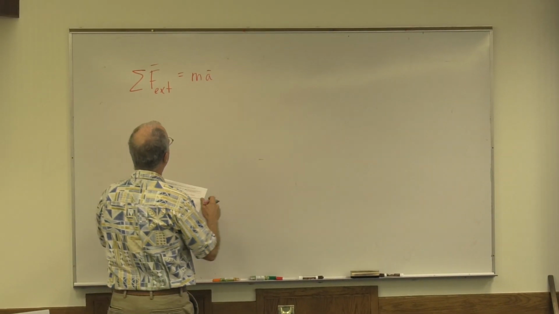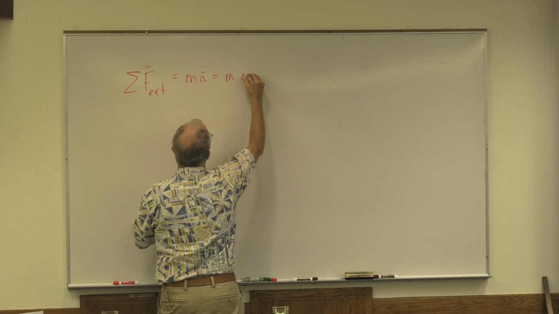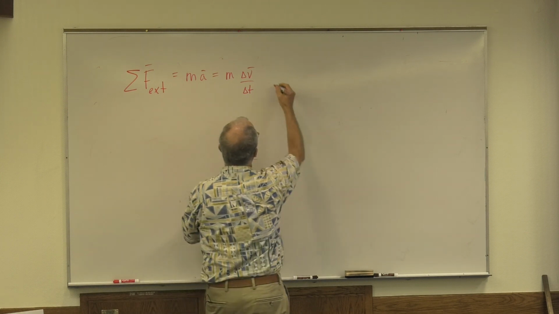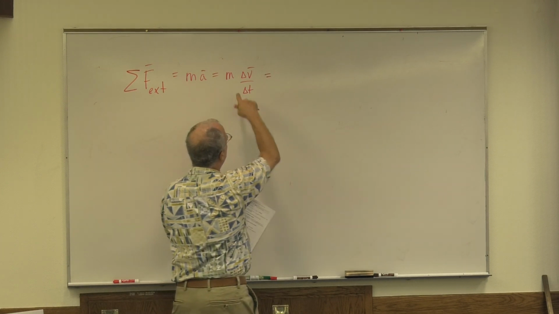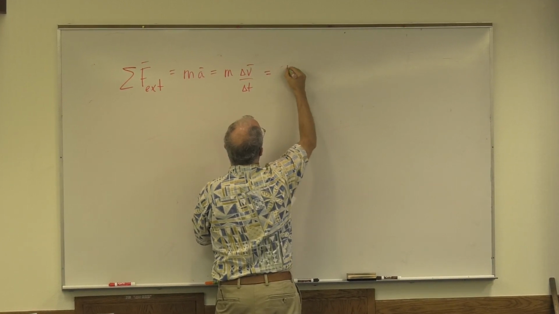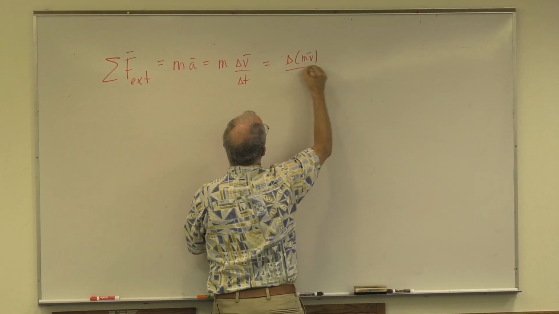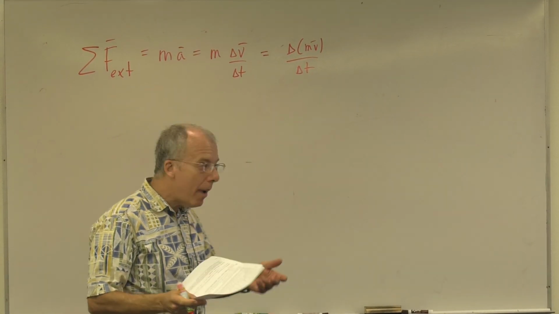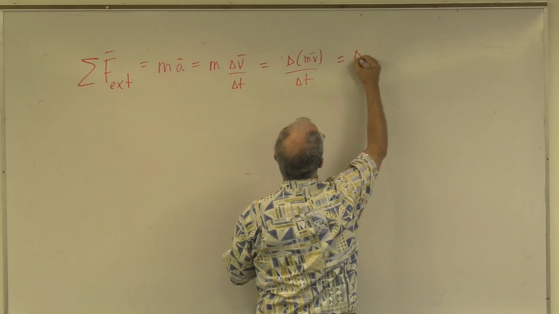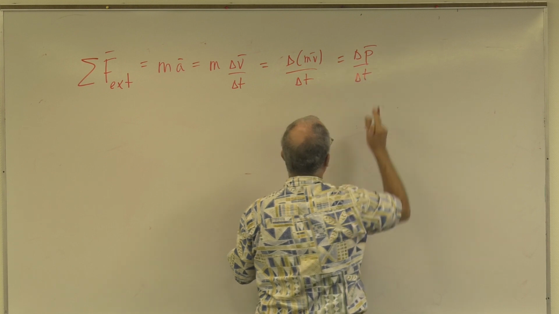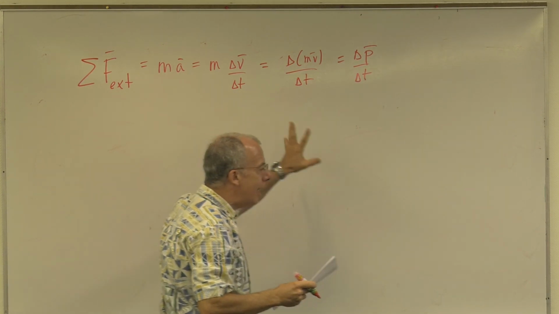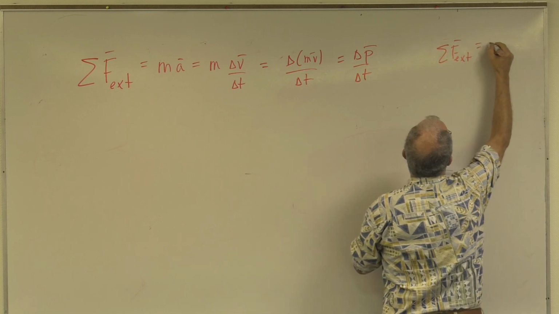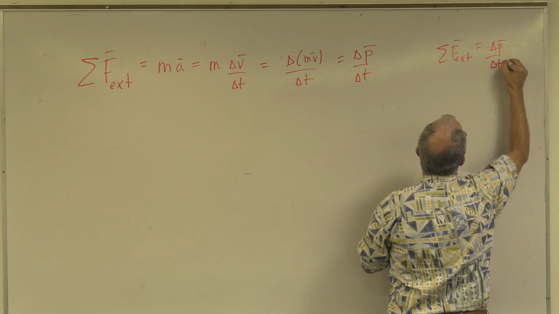No kidding, right? Well, that's the same thing as m delta v over delta t. And we're going to consider the mass to be constant, so I can put the mass here if I feel like it. I can write it as delta (mv) over delta t. Now, what's mv? It's momentum. So I can write this as the change in momentum over the change in t. This is a big deal. You want to remember that. So the sum of the external forces equals the change in momentum over the change in t.